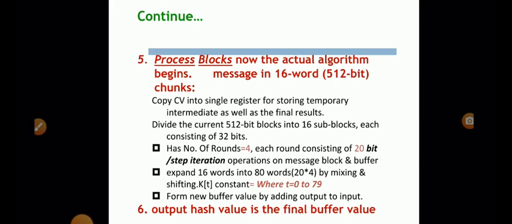Then you perform 4 rounds, each round consisting of 20 iterations. After performing each operation, we expand the 16-word block into 80 words. For doing this, we mix in the K of t constant value, where t ranges from 0 to 79. It forms a new buffer value by adding the output to the input. Finally, the output hash value is the final buffer value. So this is how the SHA algorithm works.